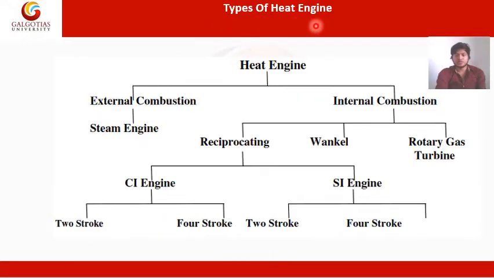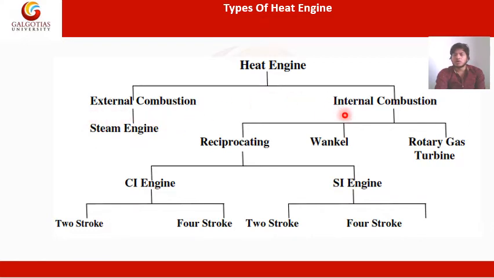Now coming to the types of heat engine. A heat engine can basically be divided into two types: external combustion engines and internal combustion engines. In an external combustion engine, the combustion of the fuel takes place outside the engine. For example, a steam engine. In this, the combustion of the fuel takes place outside, which converts the water into steam that is utilized as a working fluid to generate power. So steam power plants having a steam engine are an example of an external combustion engine.